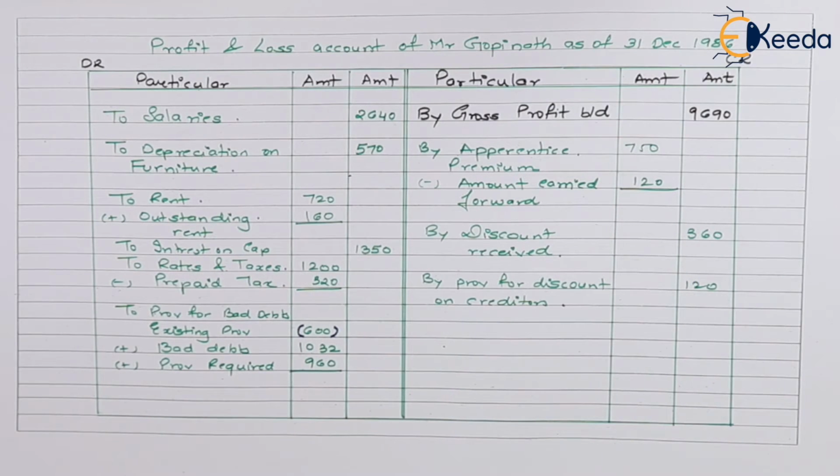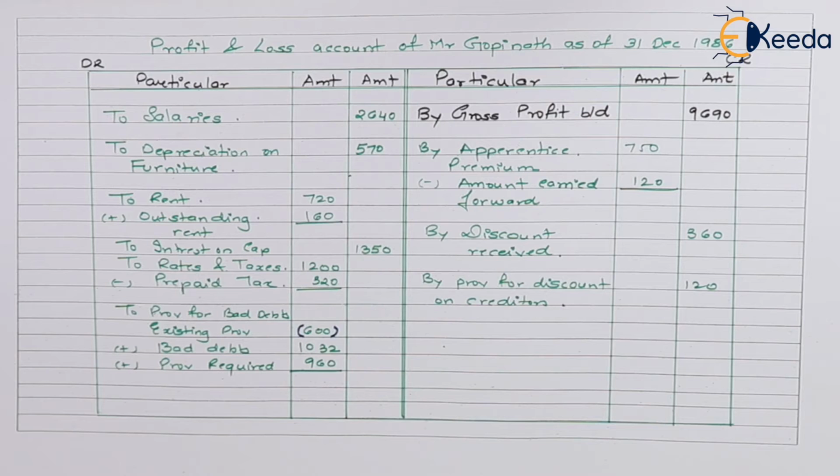Now, apart from this, there is a provision for discount on creditors at the rate of 2%. That's the reason when we talk about 6,000 being the balance of sundry creditors, 2% on that will give you 120 rupees, which has been shown there. So that amount has been mentioned here as a provision that has been created in the current year. As this is a provision, it will have a credit balance.